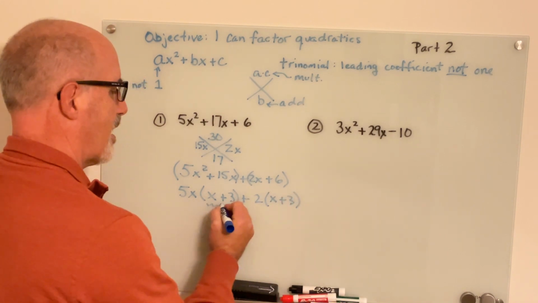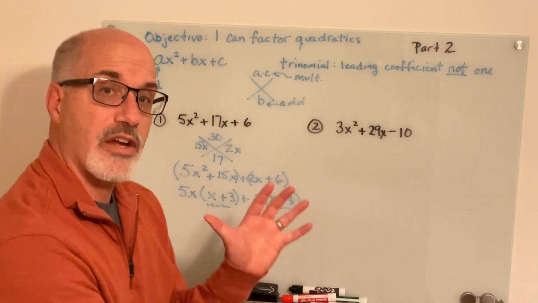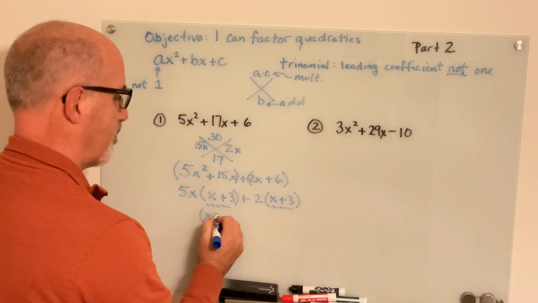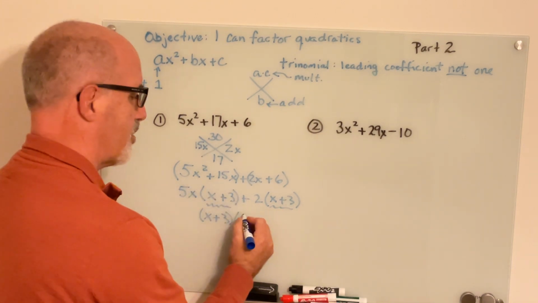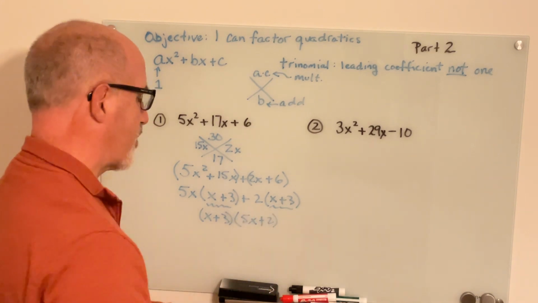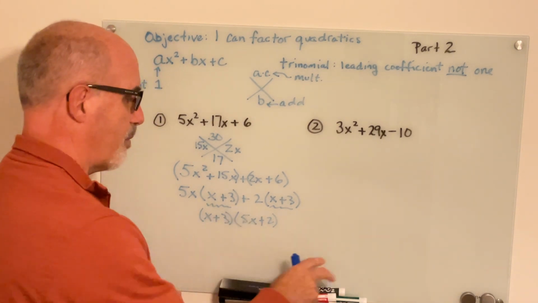Now this is a common factor between these two sets. I can factor out the entire parentheses as a common factor, x plus 3, and I'm left with 5x plus 2 as my second factor. What this factors into then is these two binomials.